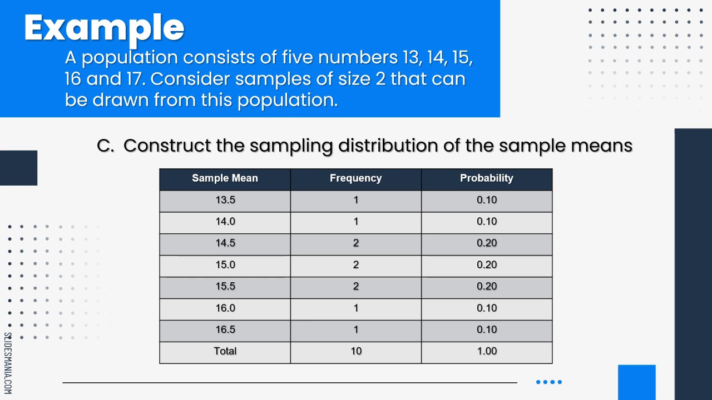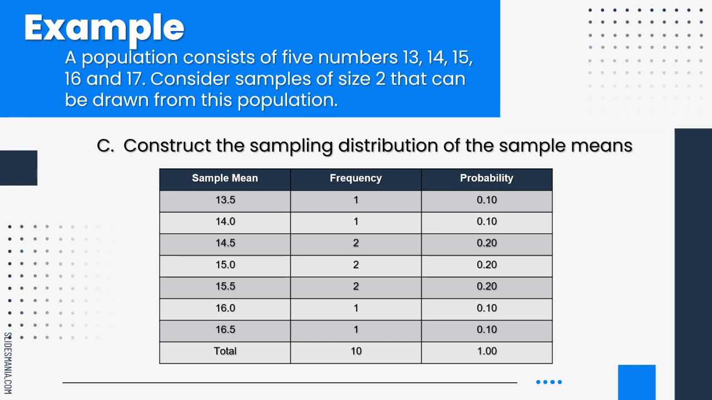16.5. Frequency of 13.5 is 1. For 14.0, that is 1 also. For 14.5, we have 2. For 15, we have 2. For 15.5, we have 2. For 16, we have 1. For 16.5, we have 1. A total of 10 frequency, that is equal also to the number of our samples.